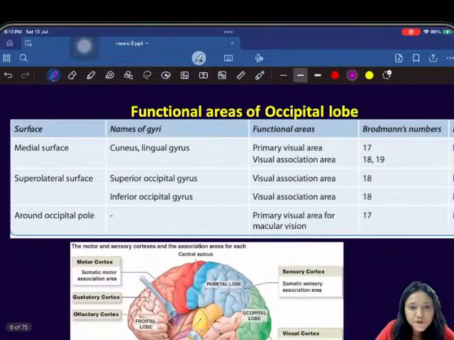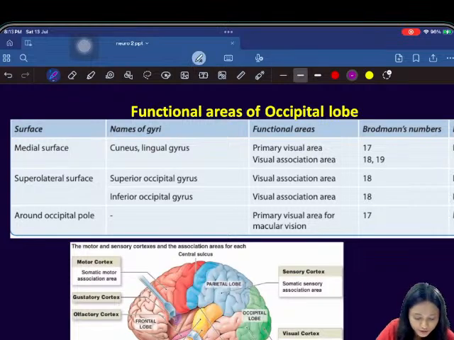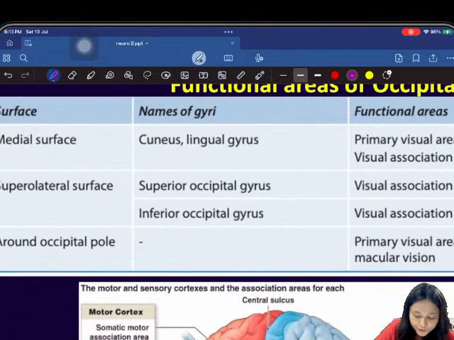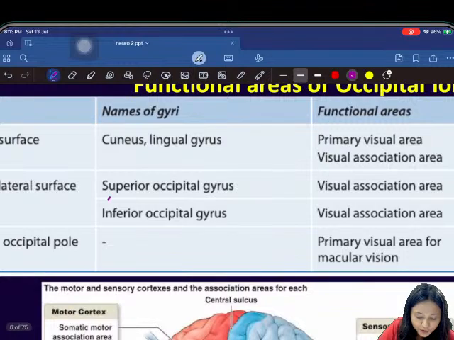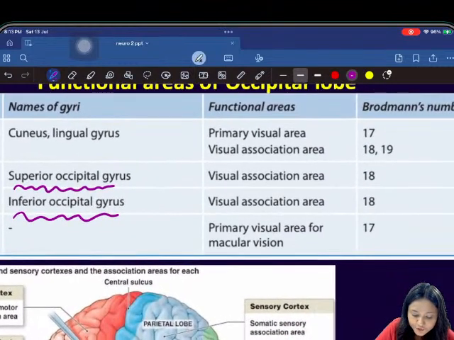Let us go to the occipital lobule. Now you know that the occipital lobule is mostly concerned with your vision. If you see in the superolateral surface, you have a superior occipital gyrus and inferior occipital gyrus. These are the association area. These are area number 18.